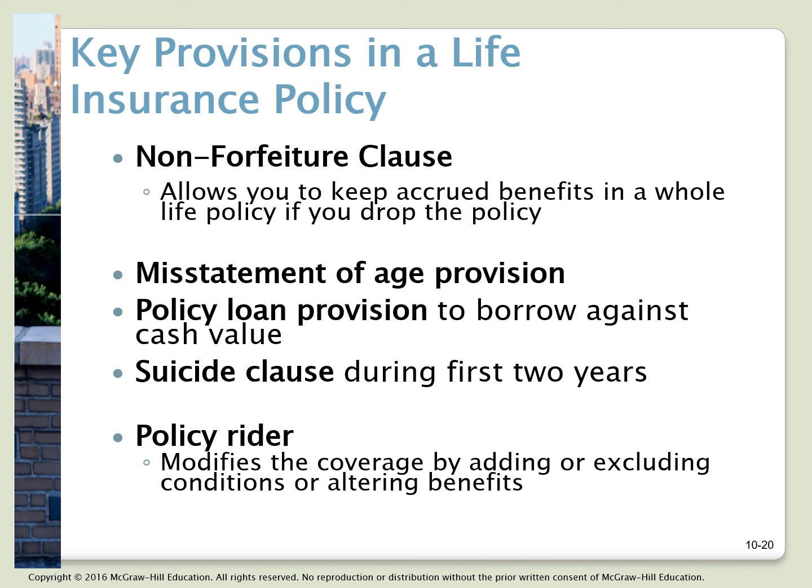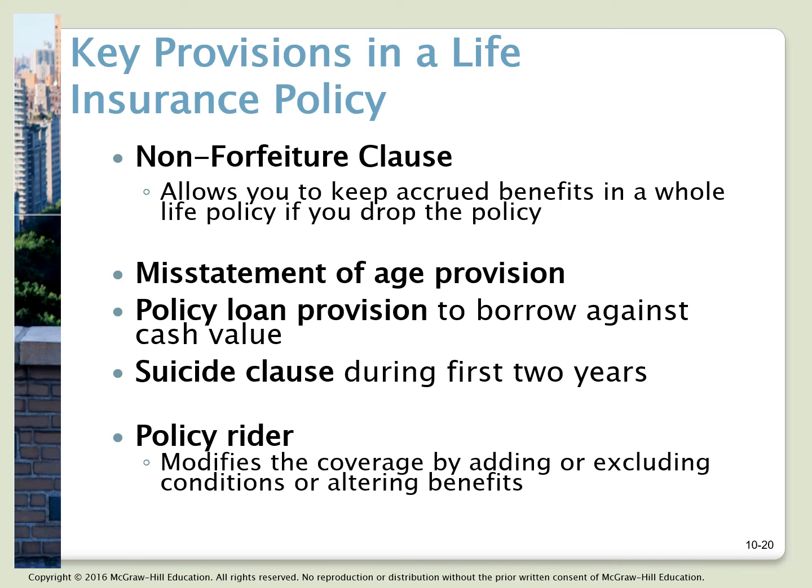Suicide clause during the first 2 years, meaning that if you buy a life insurance policy and your aim is to commit suicide so that your family will benefit from that, this kind of offsets that, meaning it pushes it out to at least 2 years before, sadly, you could commit suicide and your beneficiaries could collect.